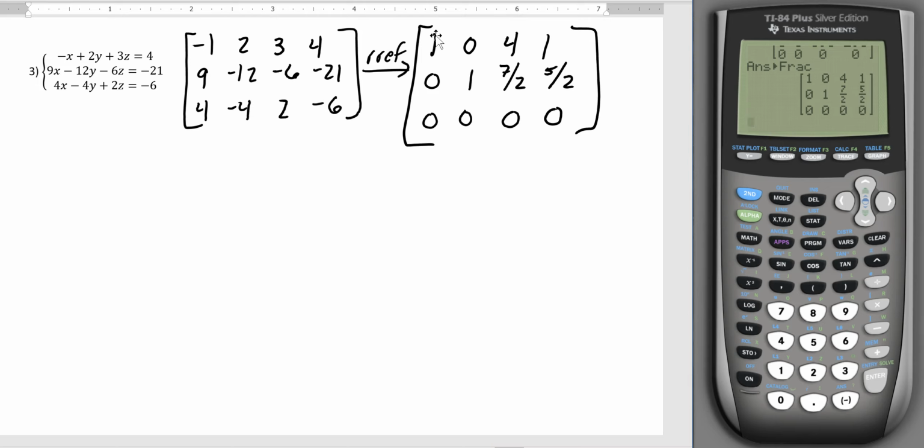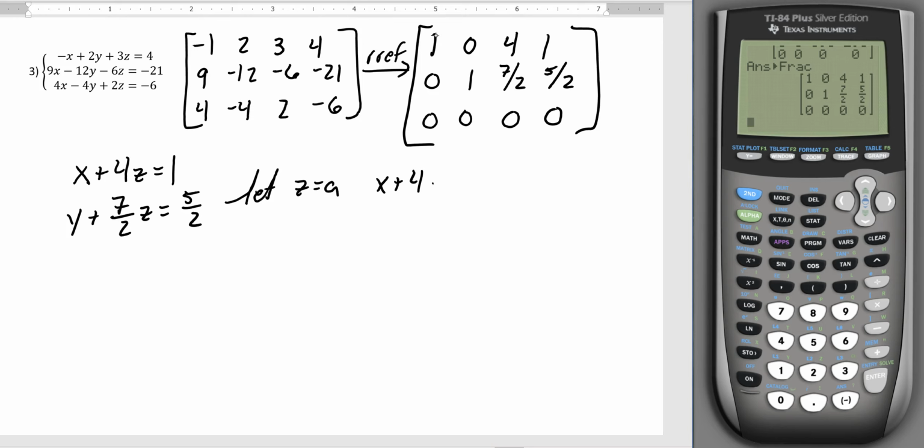However, remember, we cannot just stop and say infinite solutions. We need to solve this in terms of A. So let's write the equations that we have here. So we have x plus 4z equals 1, y plus 7 halves of z equals 5 halves. And then we say let z equal A. So we will have x plus 4a equals 1, and y plus 7 halves a equals 5 halves.